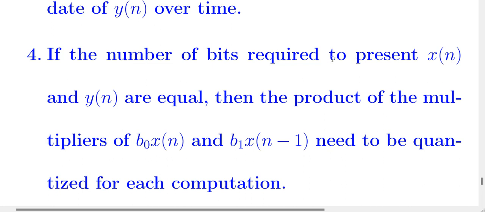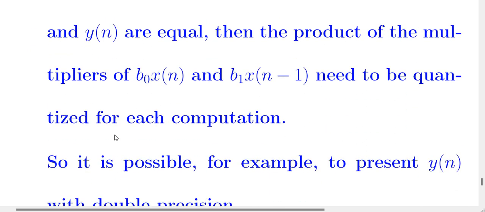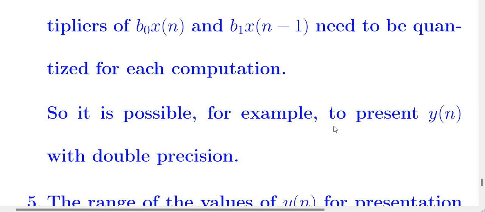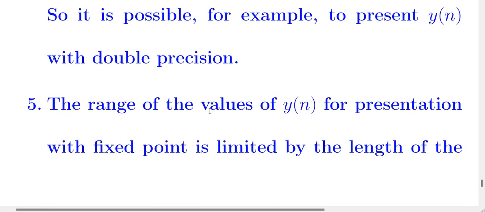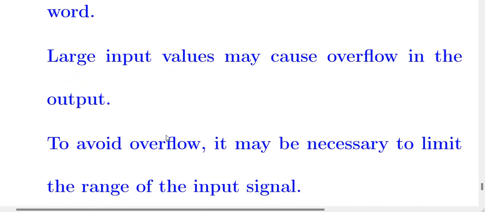If the number of bits required to present x(n) and y(n) are equal, then the products b0 times x(n) and b1 times x(n minus 1) need to be quantized for each computation. So it's possible, for example, to present y(n) with double precision. The range of the values of y(n) for presentation with fixed point is limited by the length of the word.